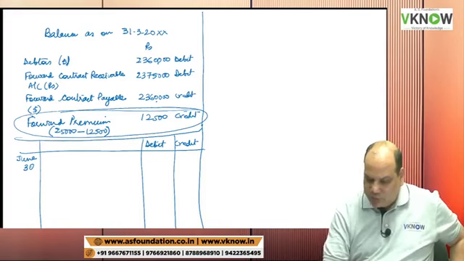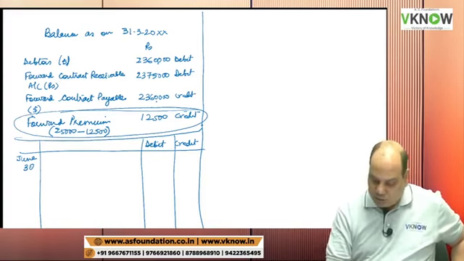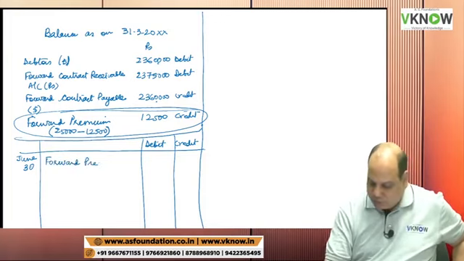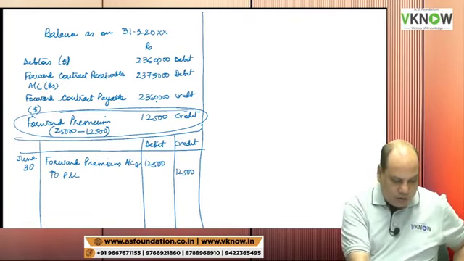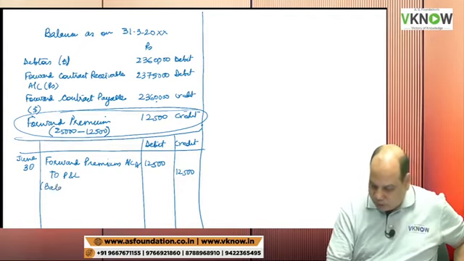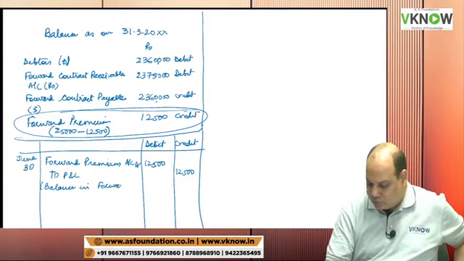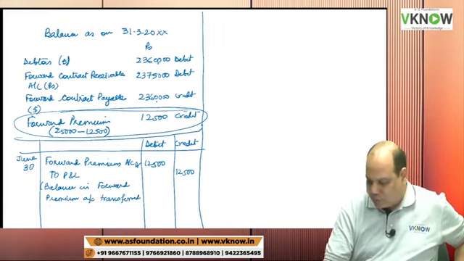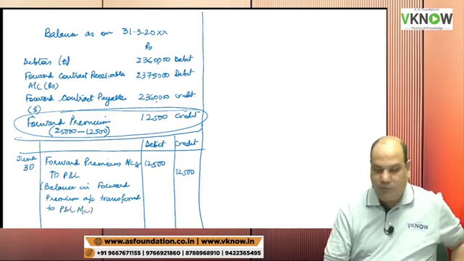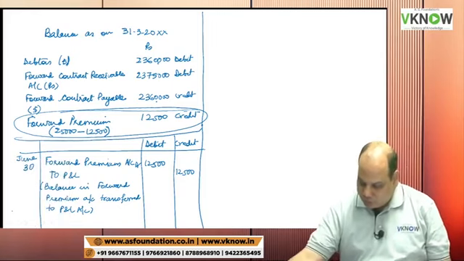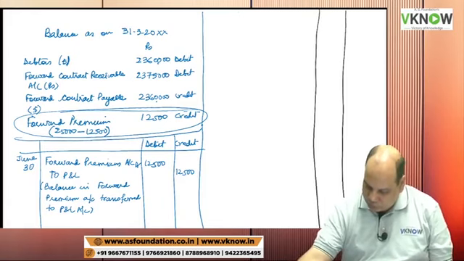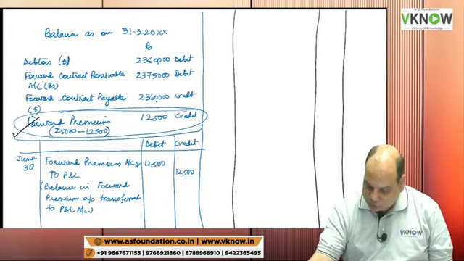First, this balance in forward premium account, I will transfer to P&L account. Forward premium account debit 12,500 to P&L account 12,500. Balance in forward premium account transferred to profit and loss account. One account has closed now.